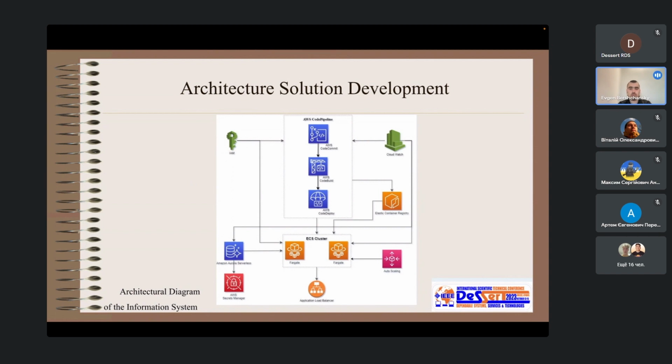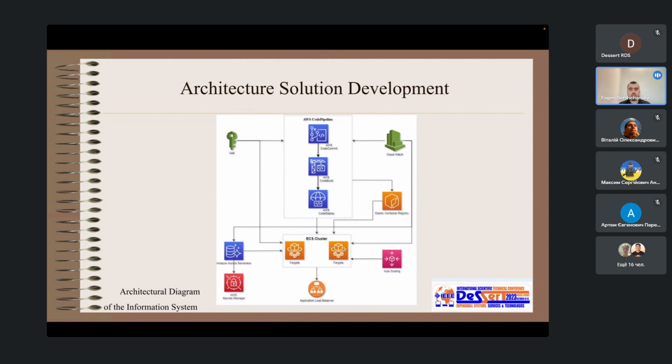Also, I forgot to say that I decided to use AWS, Amazon Web Services Cloud, for my development and research. And for developing the application of a medical institution, I chose a CI/CD tool to build and deploy applications. It's called AWS CodePipeline.